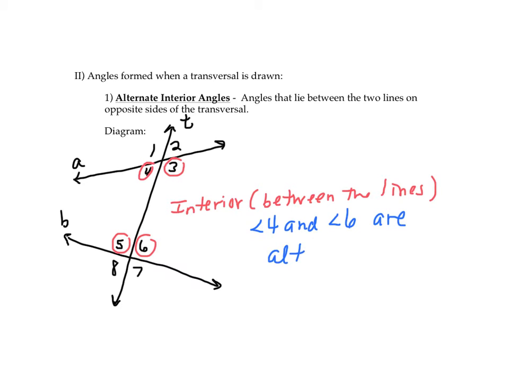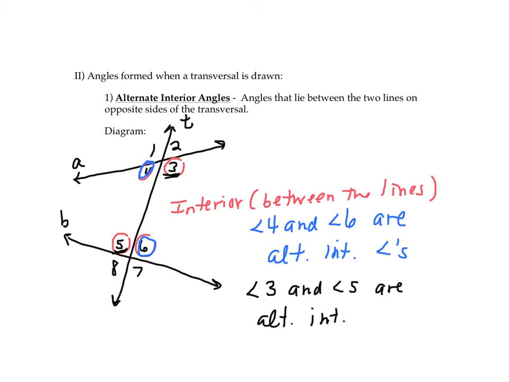I'm going to abbreviate it to alt for alternate, INT for interior, and then angles with an apostrophe S. There's another pair of alternate interior angles other than angle 4 and angle 6. If you take a look on either side of the transversal, we can see angle 3 and angle 5. Both angles are interior angles. They're on opposite sides of the transversal, meaning one is on one side and the other is on the opposite side of the transversal. So angle 3 and angle 5 are another pair of alternate interior angles.